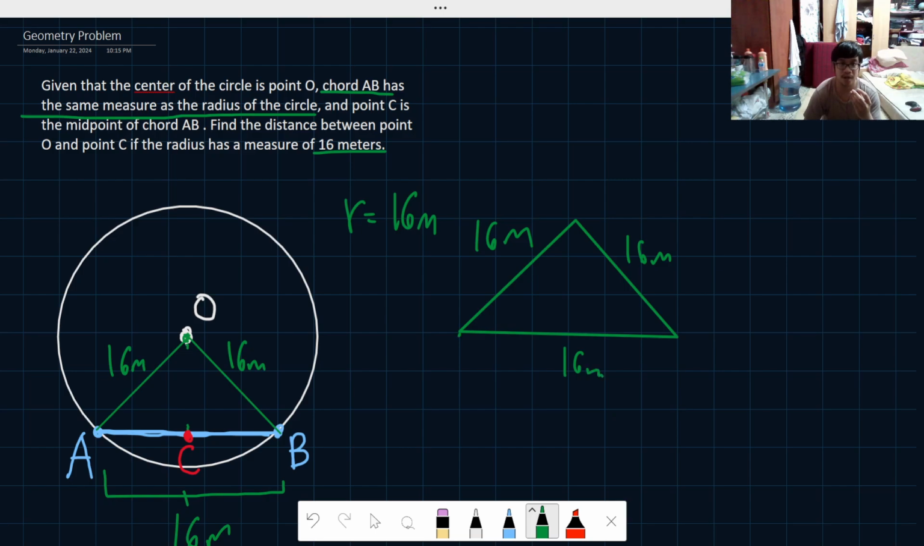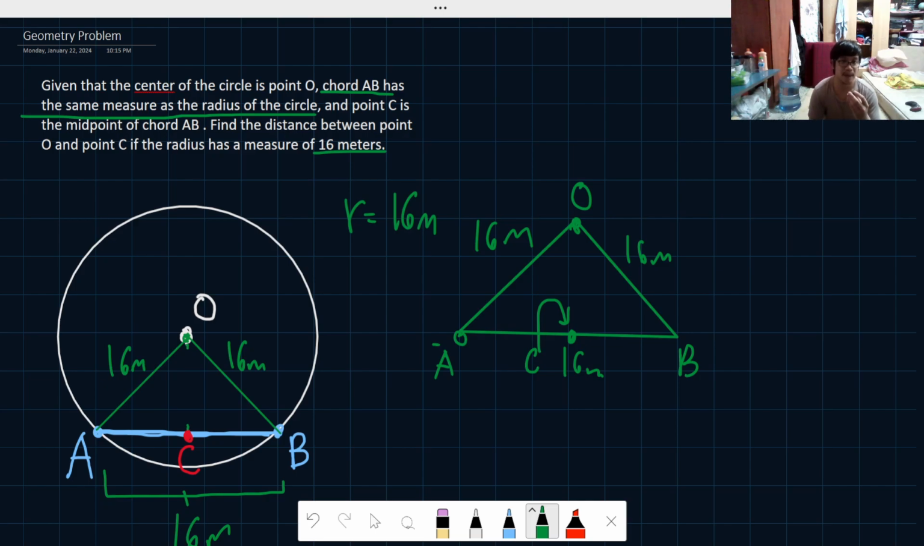Don't forget the chord has corners A and B. In the middle here we have C, and then here we have O, right? C is here. So now you see this is a triangle, and all of the sides are the same.